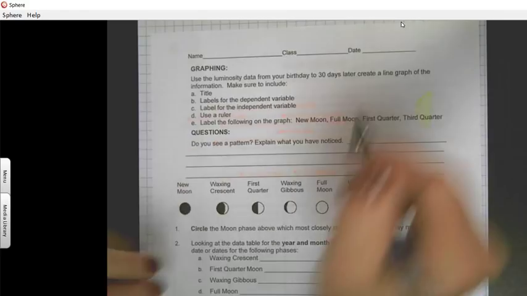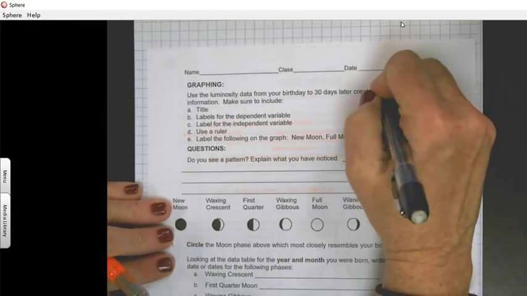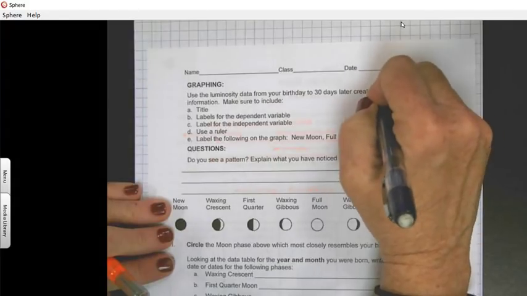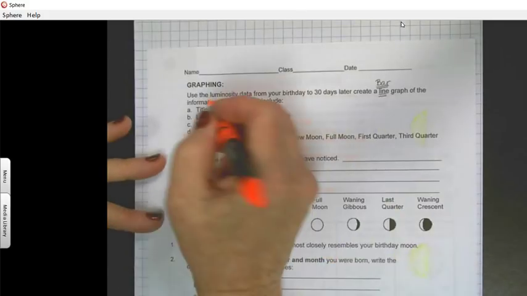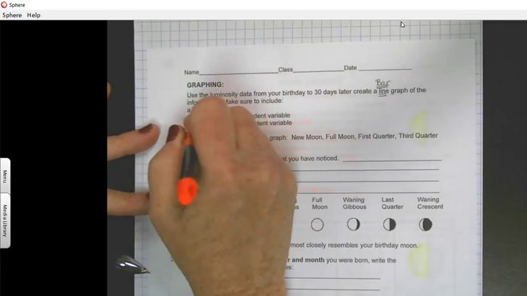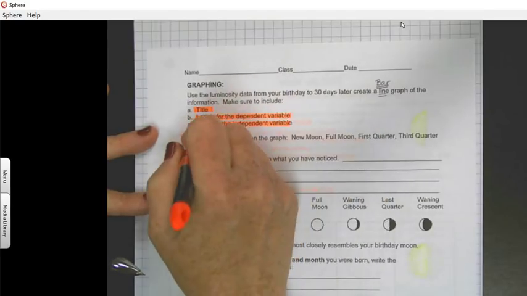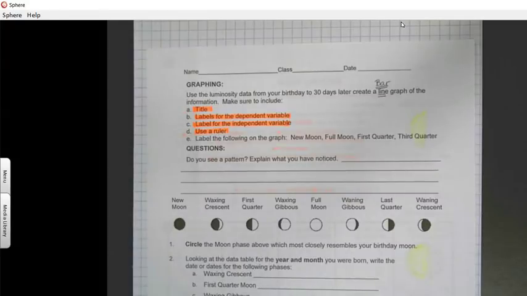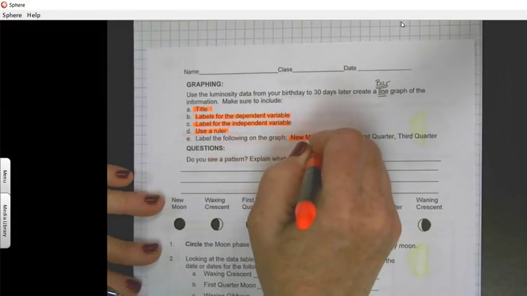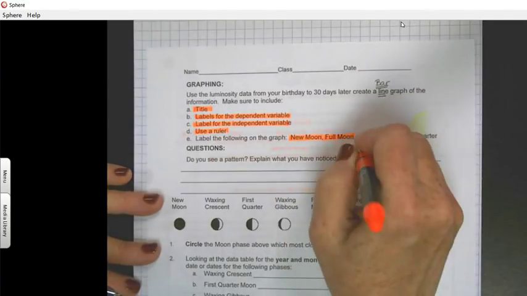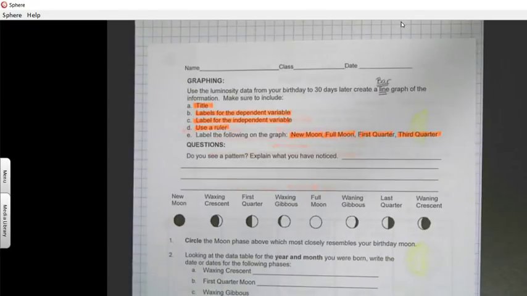On your graph, you're either going to create a line graph or I will let you do a bar graph. And I'll demonstrate both of those so that you know what I'm talking about. You need to make sure that your graph has a title, a label for your dependent variable, a label for the independent variable, and that you are using a ruler. And then on your graph, I would also like for you to indicate where, if you have them, a new moon, a full moon, a first quarter, and a third quarter would be.